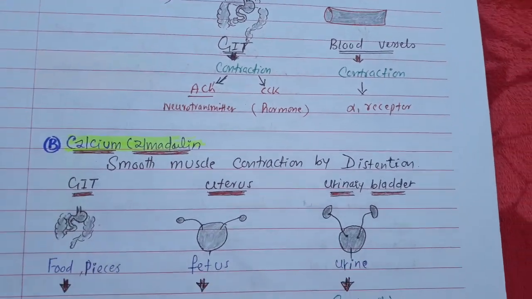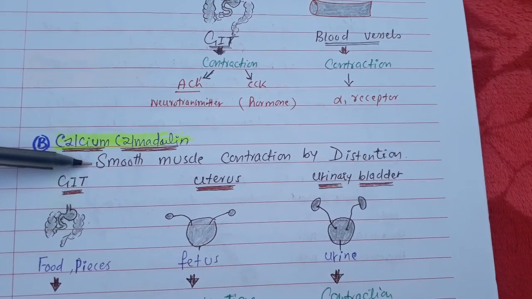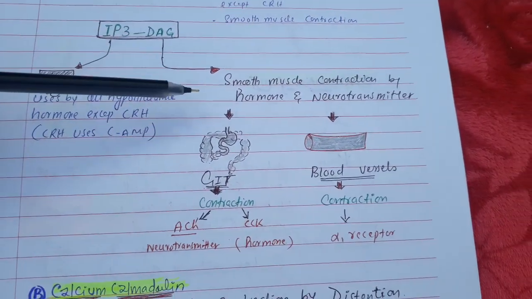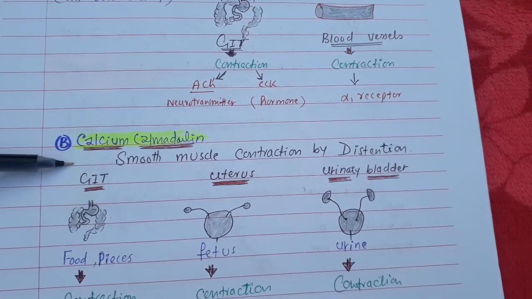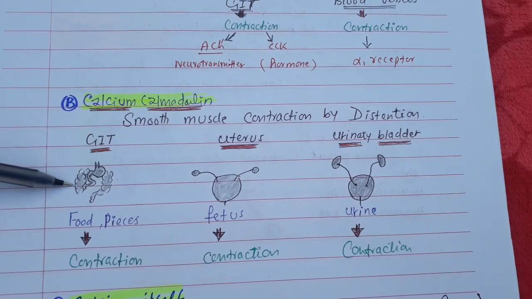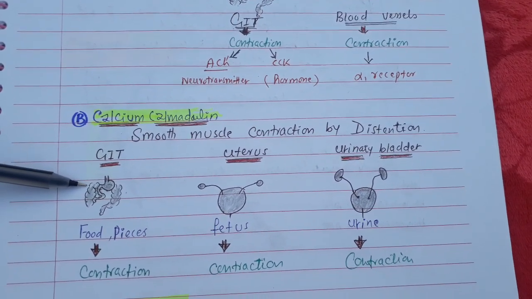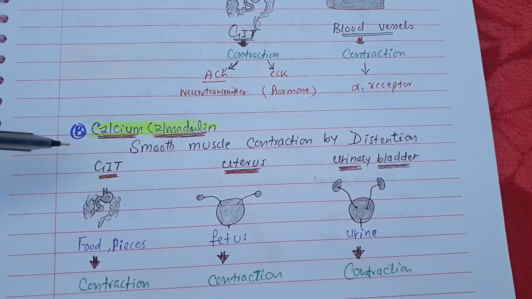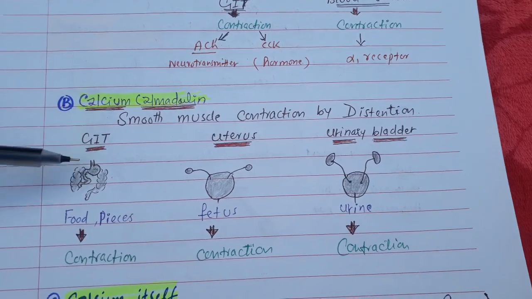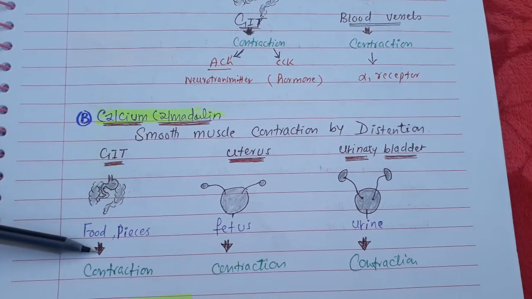Now calcium-calmodulin is also a second messenger. This calcium-calmodulin can also cause smooth muscle contraction, but this would be by distension. IP3 DAG was by hormone and neurotransmitter, and calcium-calmodulin is by distension. Like in the GIT, if there is food or feces, this will lead to distension, and this distension will lead to contraction, because that uses calcium-calmodulin as a second messenger.